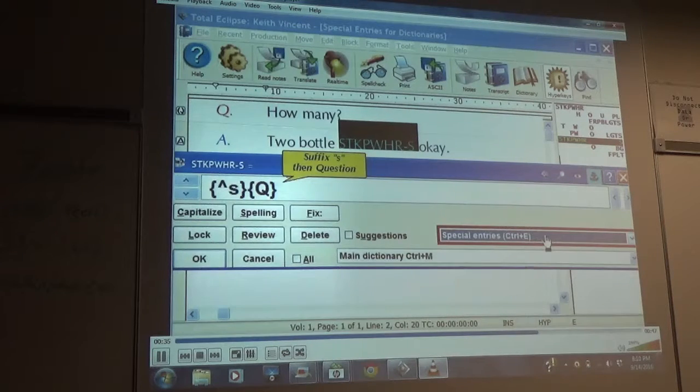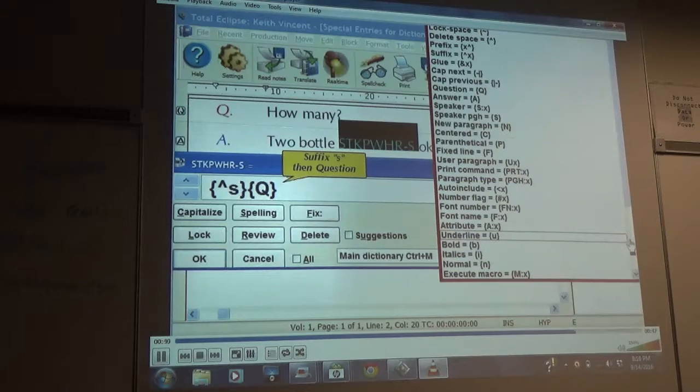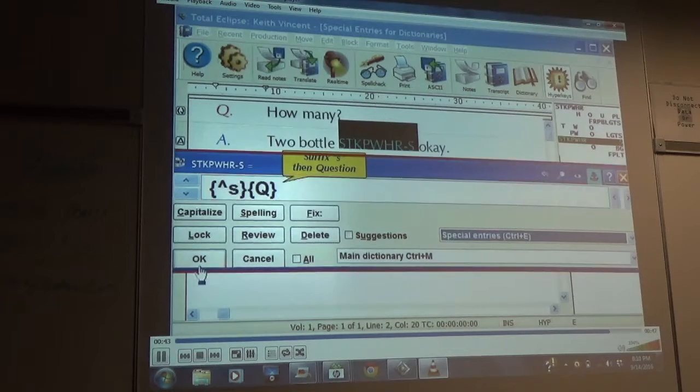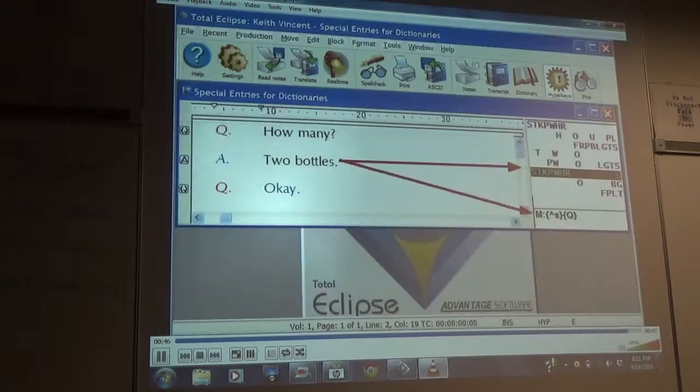Of course, I could have also gotten help from the special entries list, but because of the global magic features, even that help was not needed. I'll place this in my main dictionary.